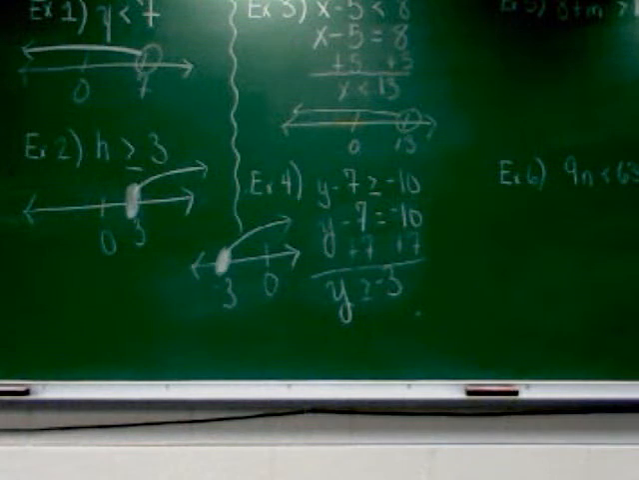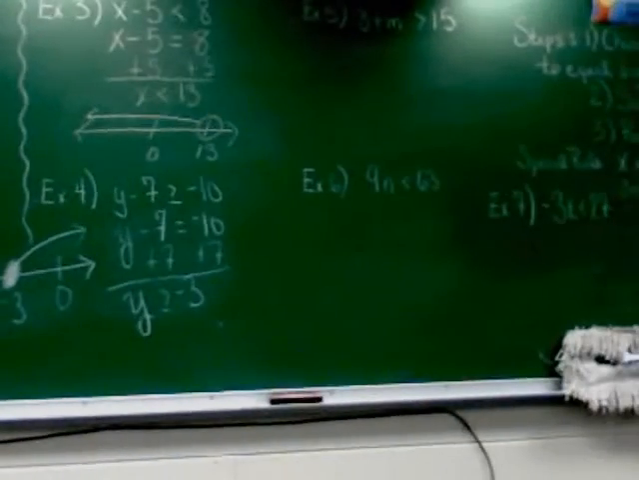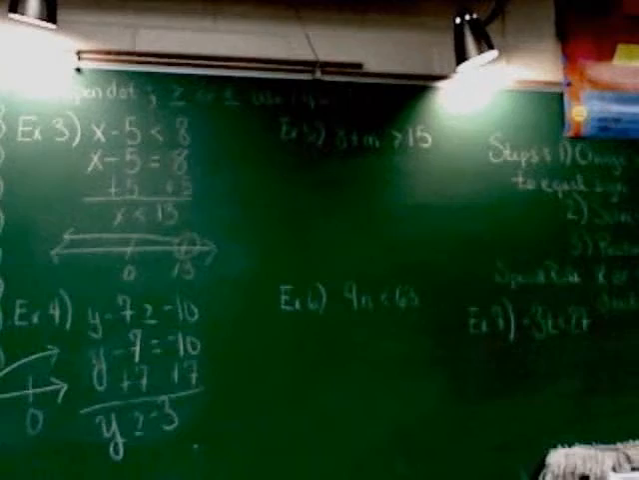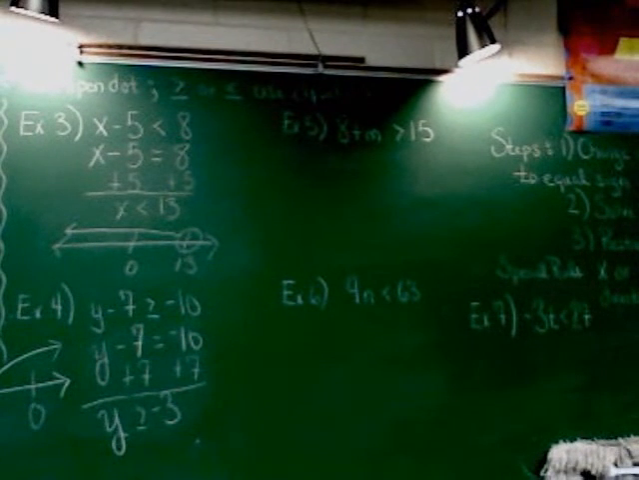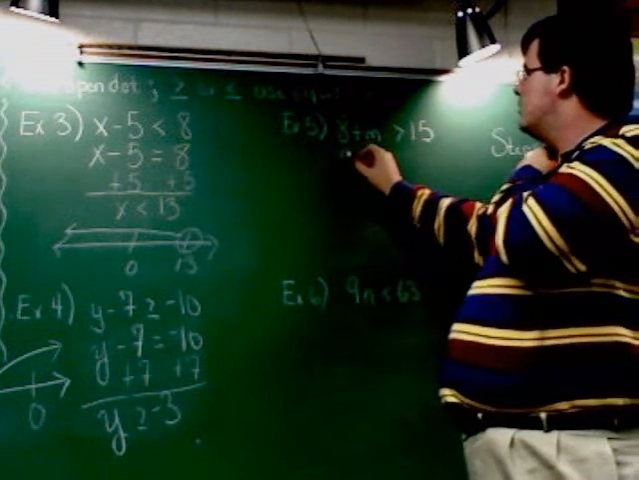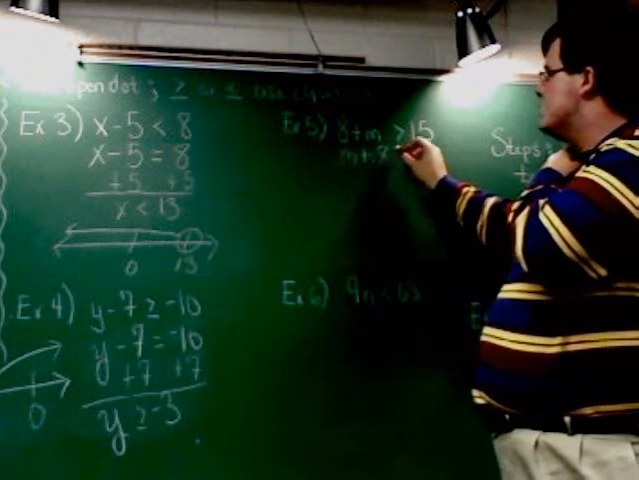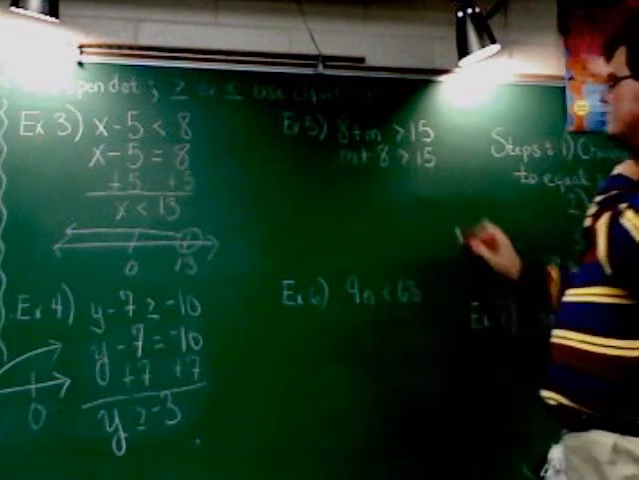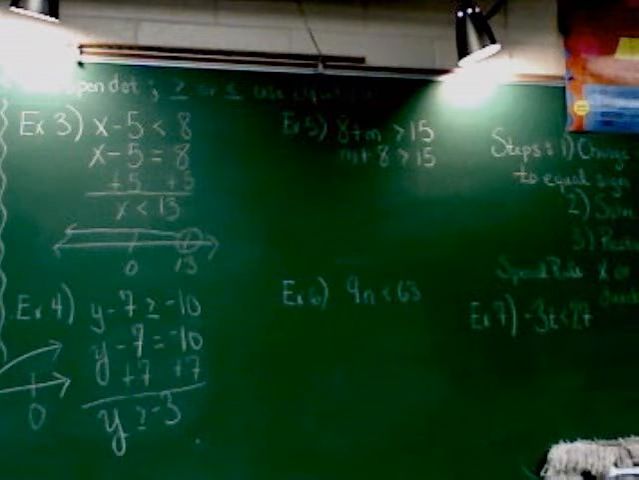All right, example 5. Eight plus m is greater than 15. Now this problem might be bothering some of you because the variable isn't first. And that does bother me a little bit. So I'm going to take a moment and do a flop or a flip. We'll change it to m plus 8 is greater than 15. Now it's ready to be solved.